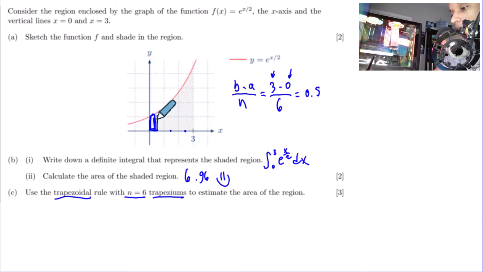So I'm just sketching them here. It's like that. Each width is 0.5. Like that. I should have 6 of them when I'm finished. There we go. And don't forget, the interval down here represents the height of each trapezoid. You're probably thinking, what the heck? It's like the width isn't going left and right.